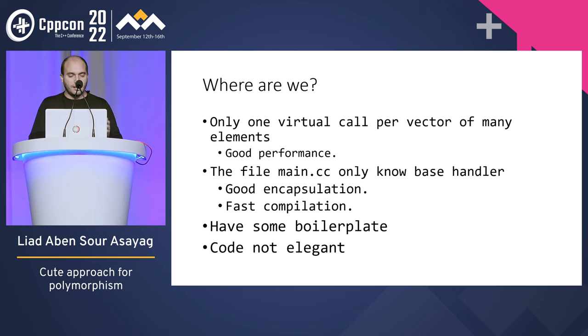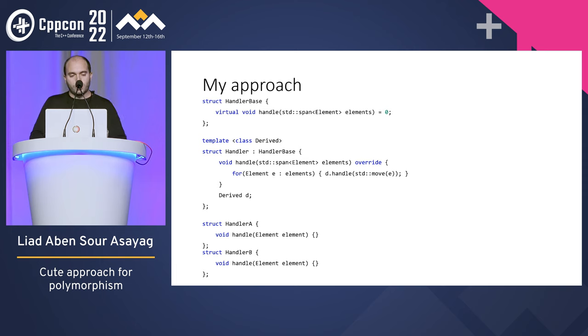But now this code won't pass the code review because I have lots of boilerplate and it's not so elegant. So my approach would be to have this handler base with the virtual handle on a span of many elements. And I will have another abstract layer, which I'll call handler, and it will inherit from handler base but be templated on derived, and it will override the handler of many elements. It will do the iteration over all the elements and call the derived handle on a single element. That way, handler A and handler B are very small again and very elegant.